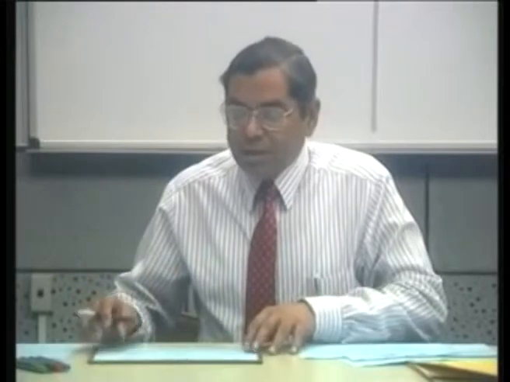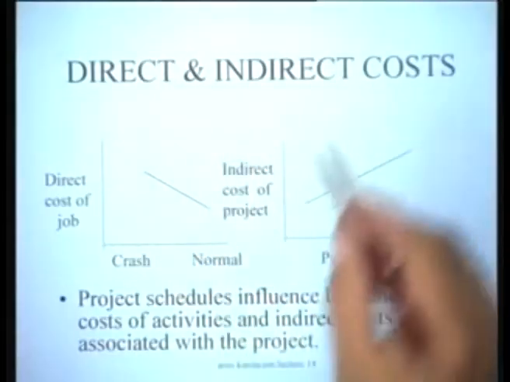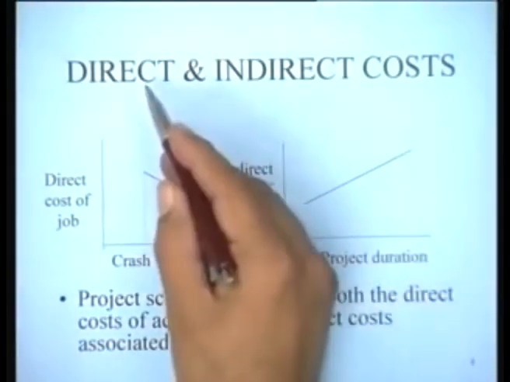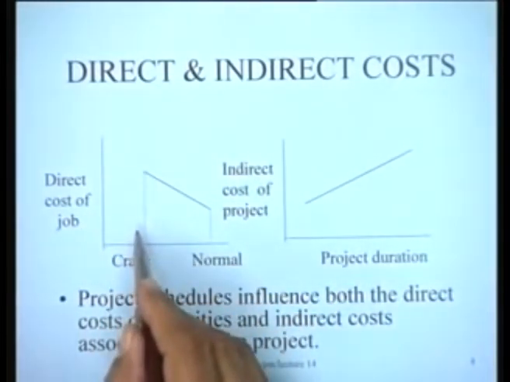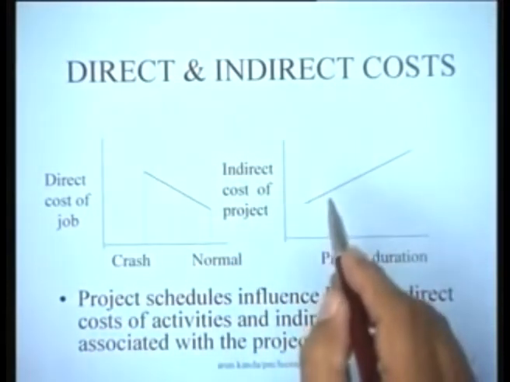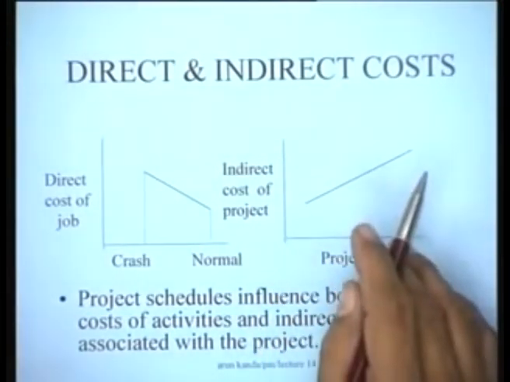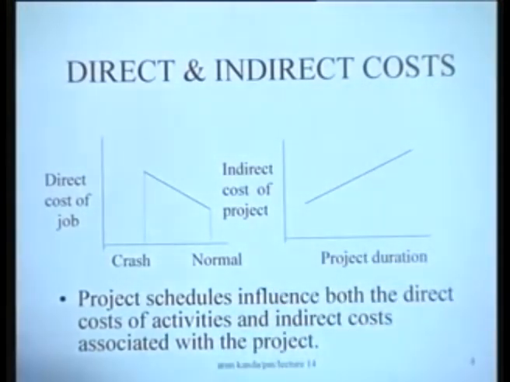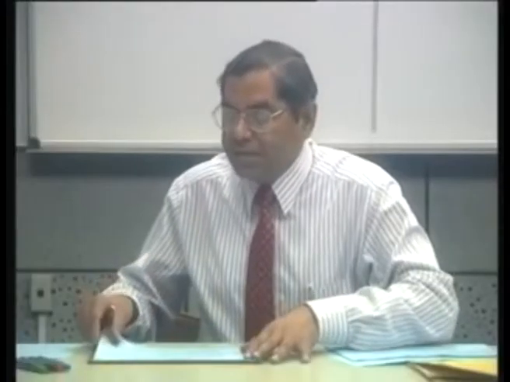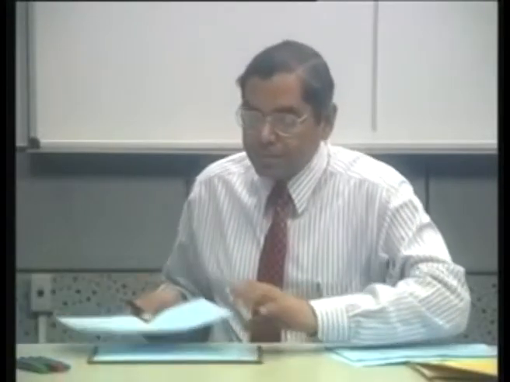So coming to this distinction between direct and indirect costs, direct costs are actually activity related costs and the indirect costs are actually costs associated with coordination and control of the project as a whole. So let us see what are the typical components that build up the activity direct costs.